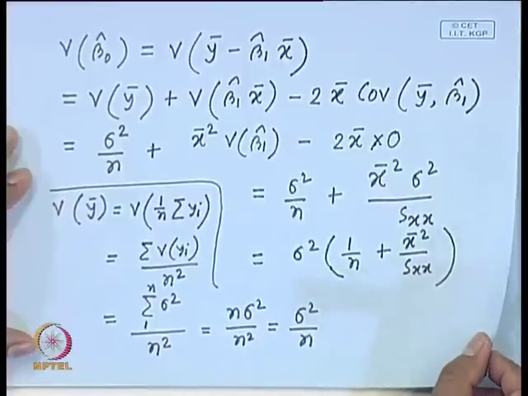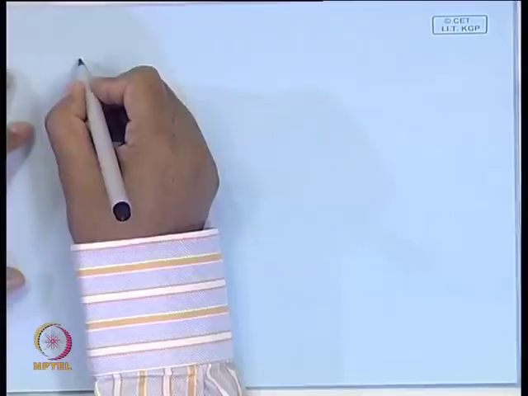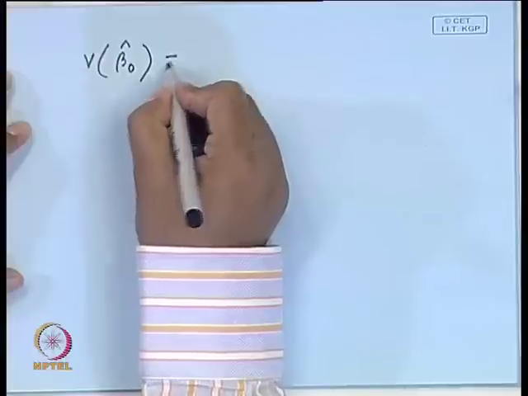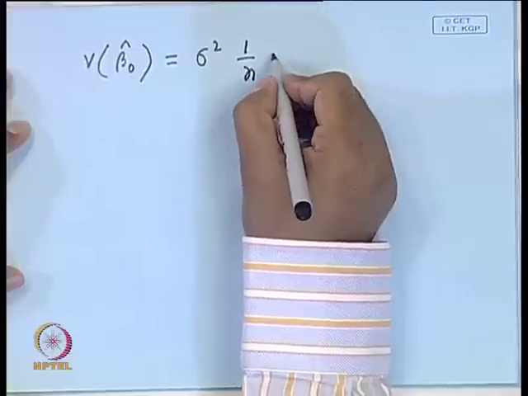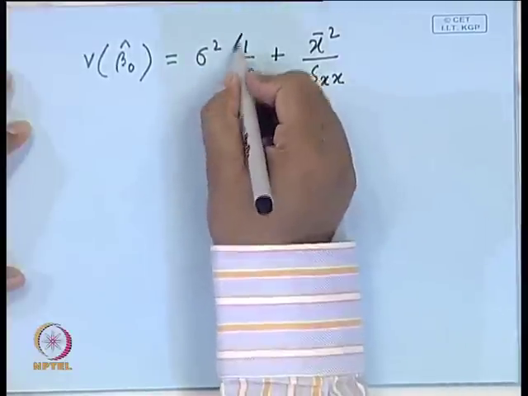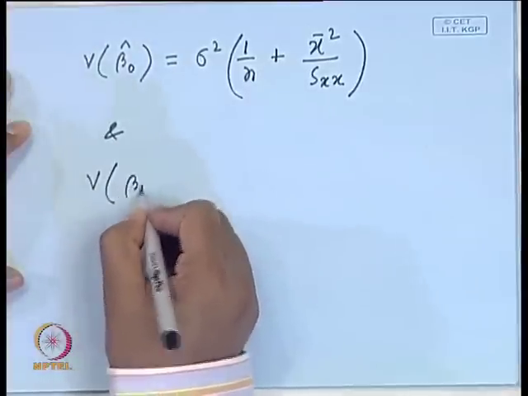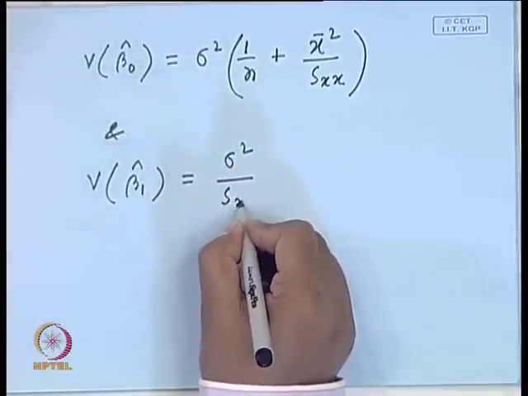Okay. So, we proved that both beta naught and beta 1 are unbiased estimators, and also we proved that the variance of beta naught hat is equal to sigma square (1 by n plus x bar square by S_xx), and the variance of beta 1 hat is equal to sigma square by S_xx.